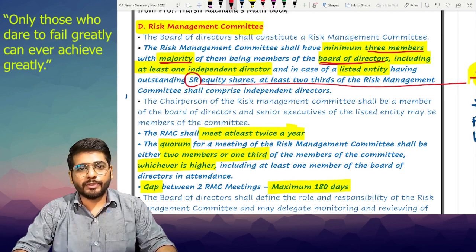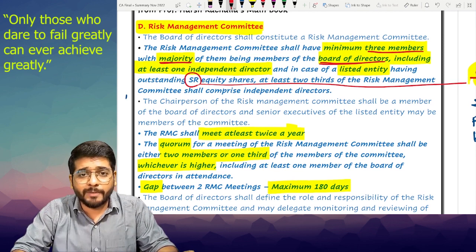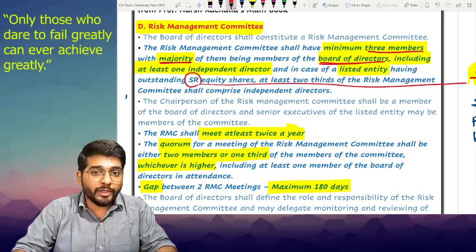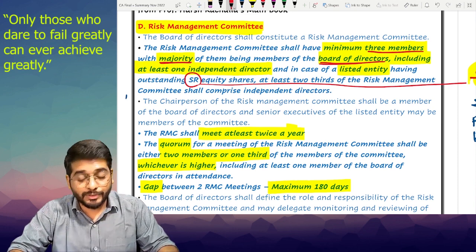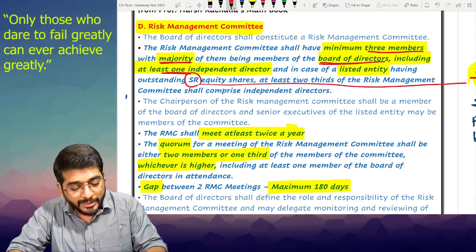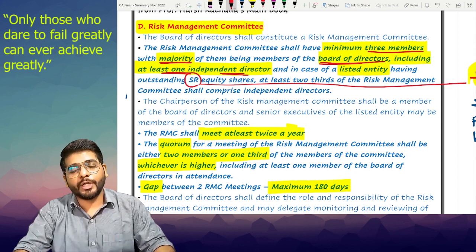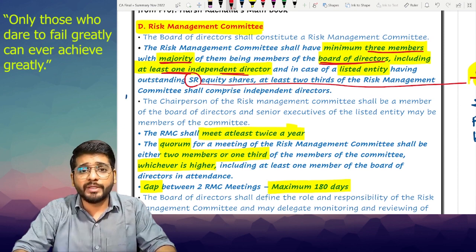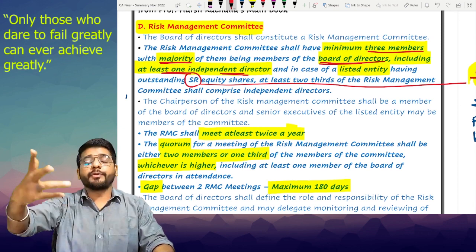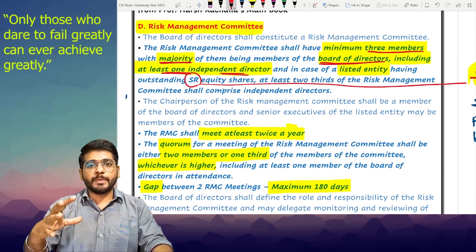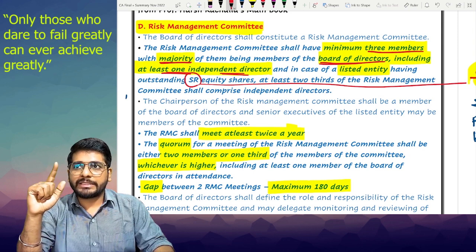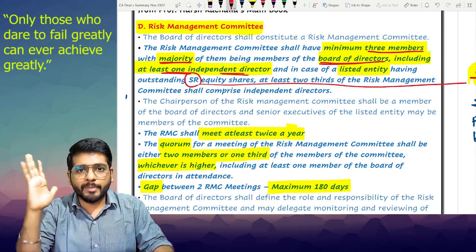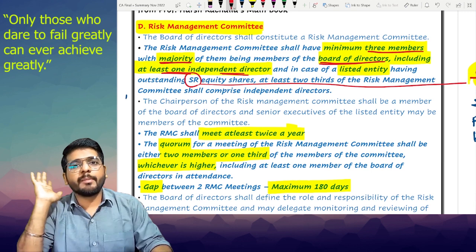So you can have more members also, 4, 5, 6, 10, 15, 20, as many as you want. Minimum 3 should be there. And the majority of the members in the risk management committee should be members of the board of directors, including at least one independent director at all times. So what is the composition of a risk management committee? There should be at least one independent director, the majority should be members of the board of directors, and minimum 3 members should always be there in the risk management committee.